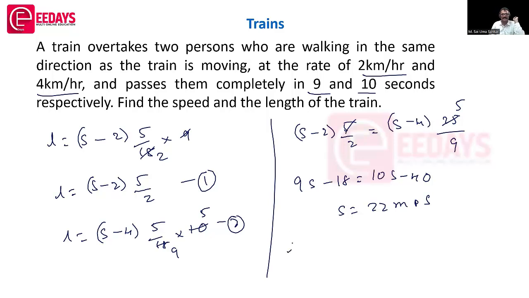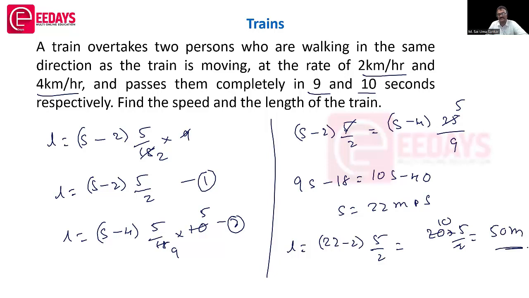Now what do we need? We need the train length. So (22 minus 2) into 5 by 2, sorry. So this is equal to 20 into 5 by 2, so this is equal to 50. So train length is equal to 50 meters. Train speed is equal to 22 meters per second.